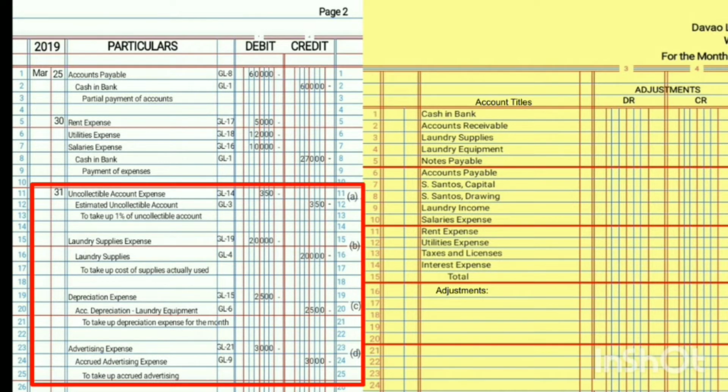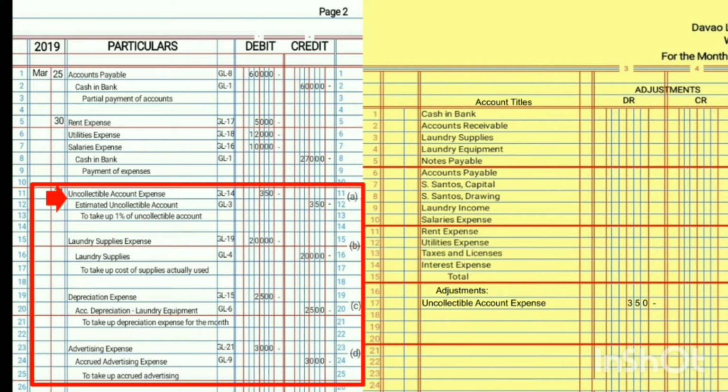And then for our first adjusting entry, we have a debit to uncollectible account expense of 350 pesos. First things first, kailangan nating i-check muna yung existing account titles kung meron na bang uncollectible account expense. And since wala, we need to add another account title, and ito nga yung uncollectible account expense. And then the amount is 350 pesos. It's a debit, so dito din natin ilalagay sa debit column ng adjustment.